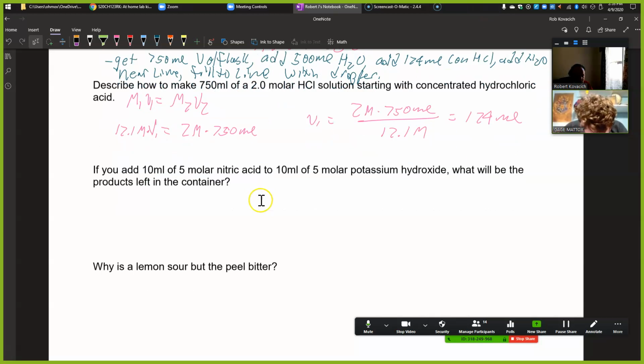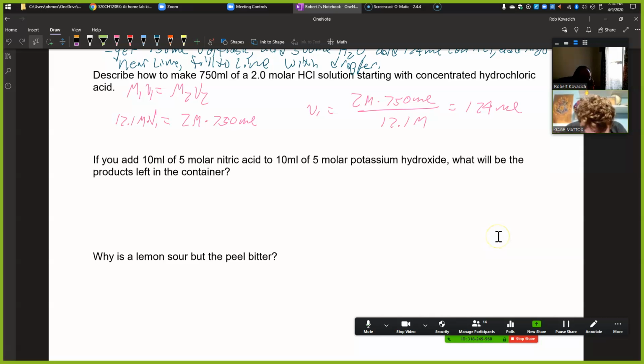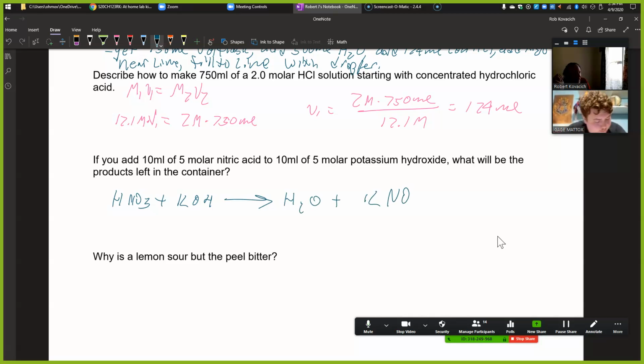Alrighty, if you add 10 milliliters of 5 molar nitric acid to 10 milliliters of 5 molar potassium hydroxide, what will be left in the container? Okay. So I've got HNO3 and I've got KOH. What's going to happen when these two things get put into a container together? You make water and whatever's left, which is a potassium and a nitrate.